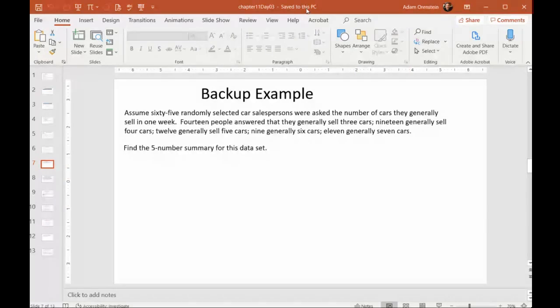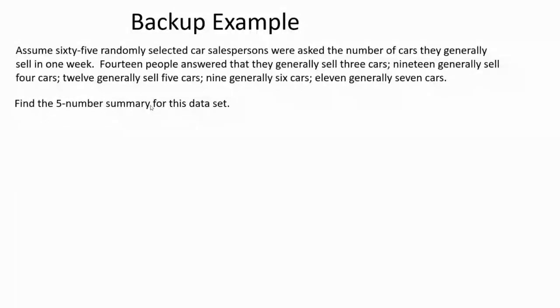Okay, let's do this example. This one I actually got from the book. Figured it'd be good practice. Let's suppose now that 65 randomly selected car salespeople, for whatever reason, we ask them how many cars they sell in a week, generally. You know, like at a dealership, you have those people that sell cars.